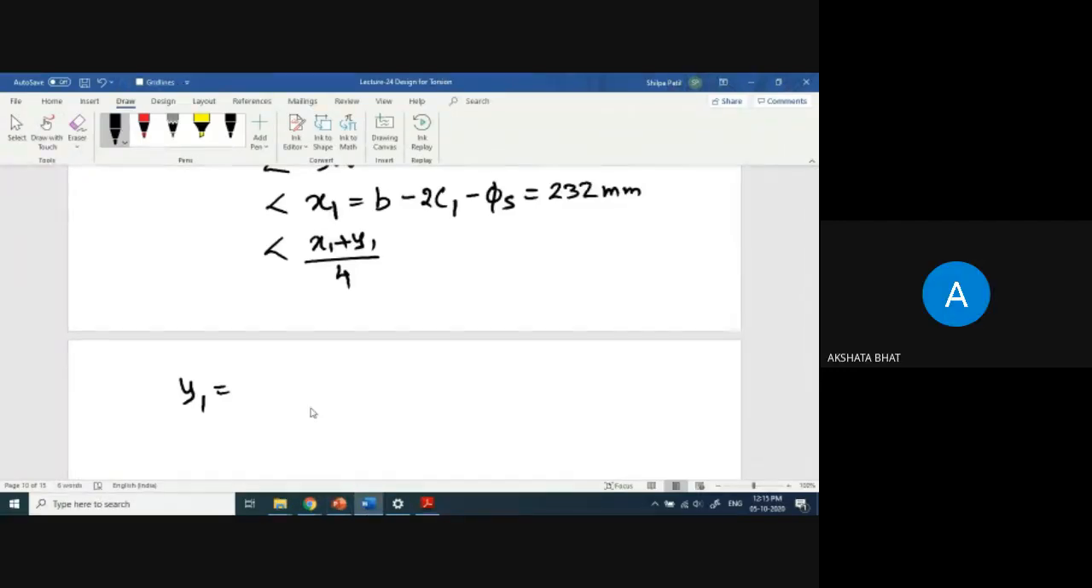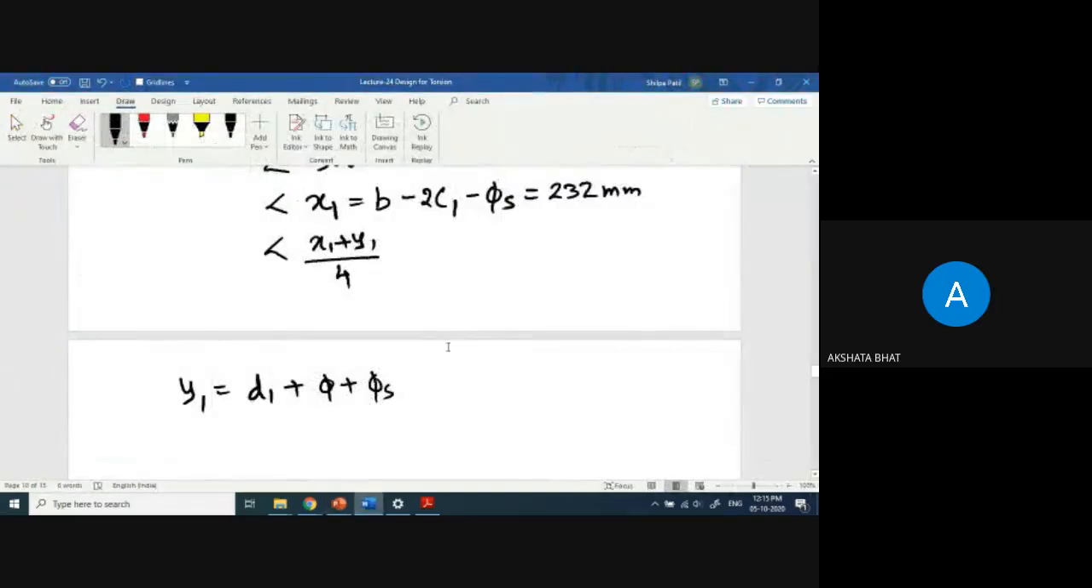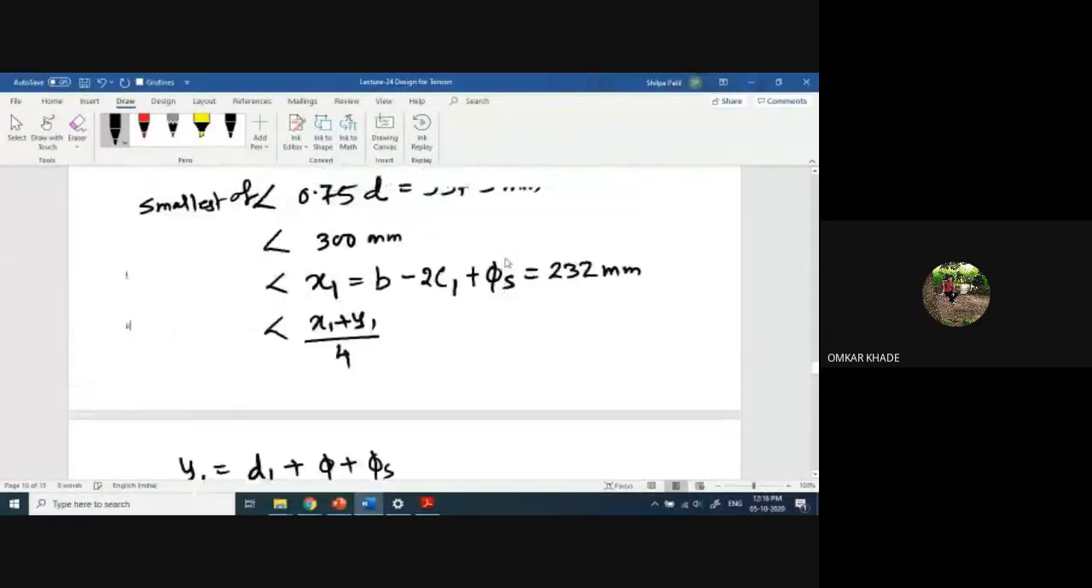Ma'am, for x1, it should be plus phi s, as you've given in the presentation. Yeah, it is plus or minus. Wait. Plus, ma'am, it is plus phi s. We have subtracted it, so it will come as 248. This is 248, right? And it should be minus only, no? Because we are calculating the distance between the centers of two stirrups. So it should be minus.